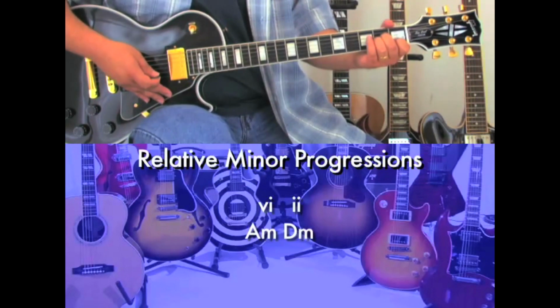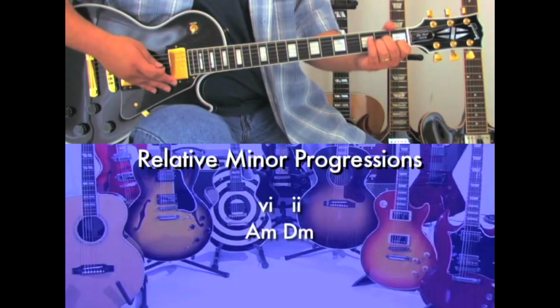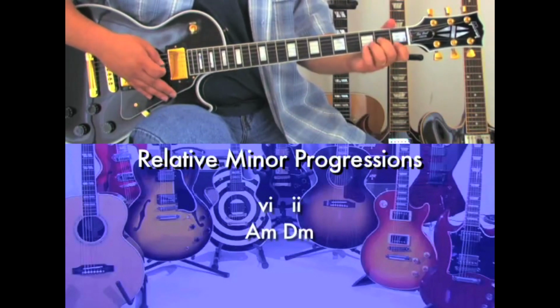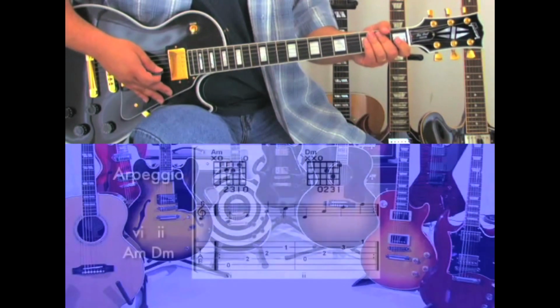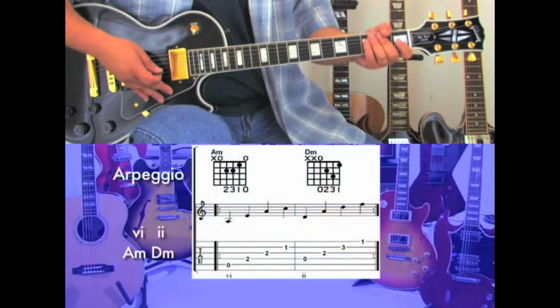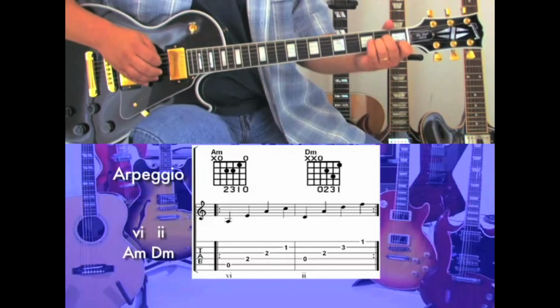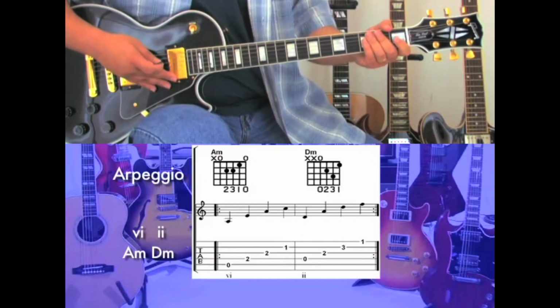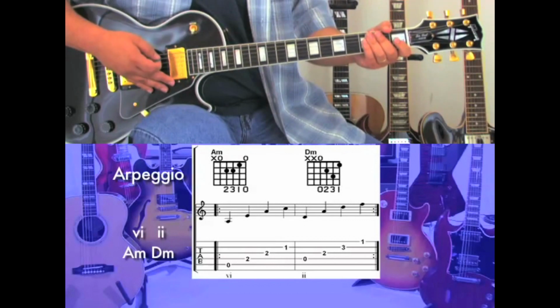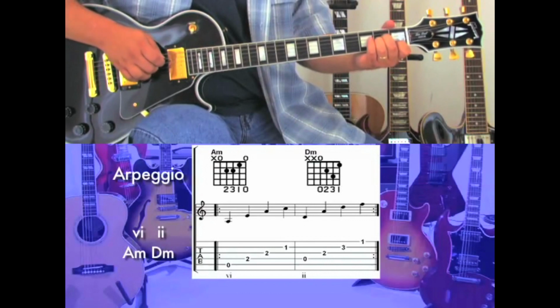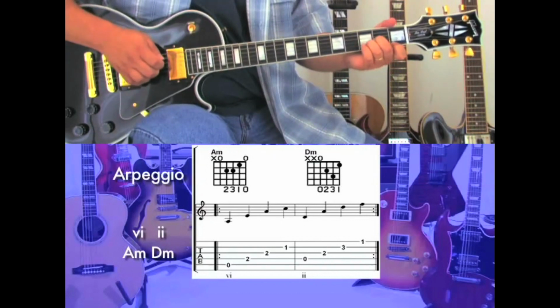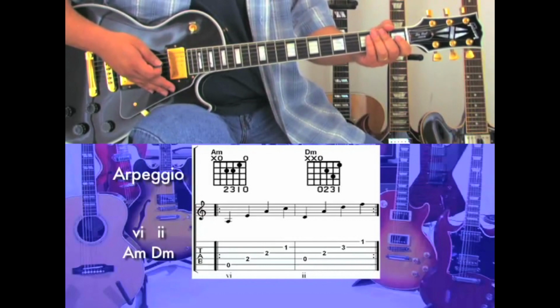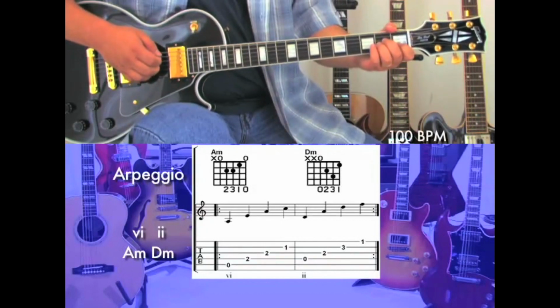A simple 2 chord progression can be a 6-2 change. In the key of C, that will be an A minor to a D minor. For this progression, we will introduce the arpeggio technique, which sounds the tones of a chord in succession rather than at the same time. This is picking out the individual notes of a chord rather than strumming them. You could play the notes with a pick or with the fingers of your picking hand. So let's start with a quarter note rhythm. 1, 2, 3, 4.